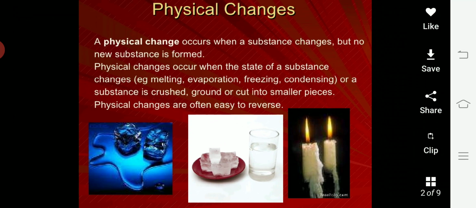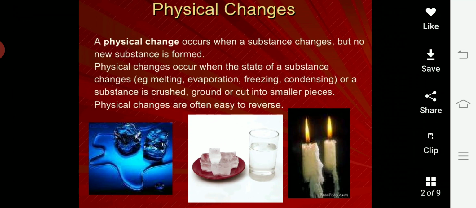If I begin with physical changes, a physical change occurs when a substance changes but no new substance is formed. Again I repeat, a physical change occurs when a substance changes but no new substance is formed. A physical change occurs when the state of a substance changes, like melting of ice, evaporation of water, freezing of water, condensation. All these changes are called physical changes. All those changes happen but no new substance is formed.